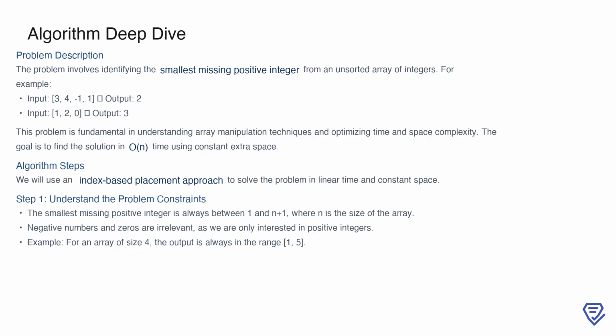First, it's important to understand the problem constraints. The missing positive integer will always fall between 1 and n plus 1, where n is the size of the array. Any negative numbers or zeros are irrelevant because they don't contribute to the solution. For example, if the array has a size of 4, the output must be in the range 1 to 5. This insight allows us to limit the range of numbers we care about, which is key to simplifying the solution.